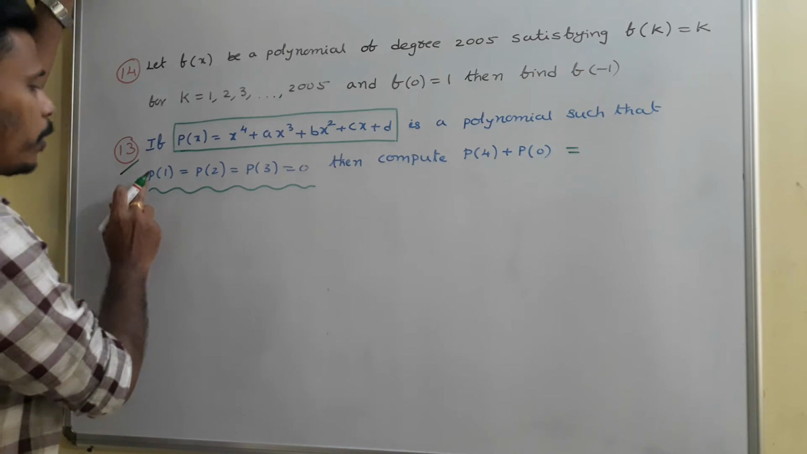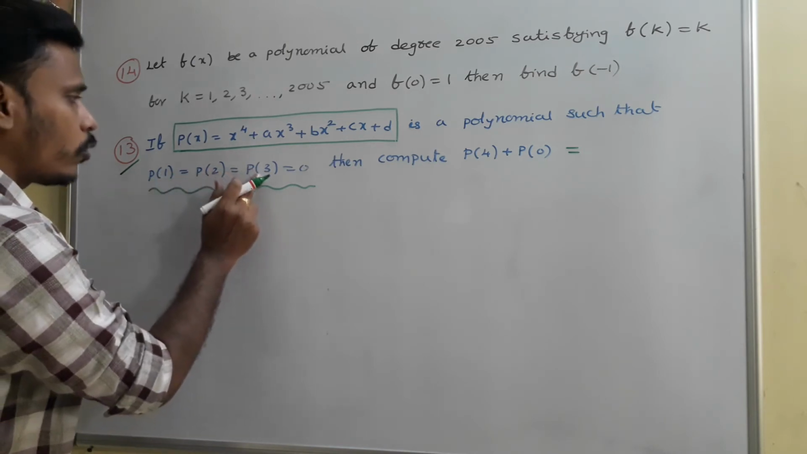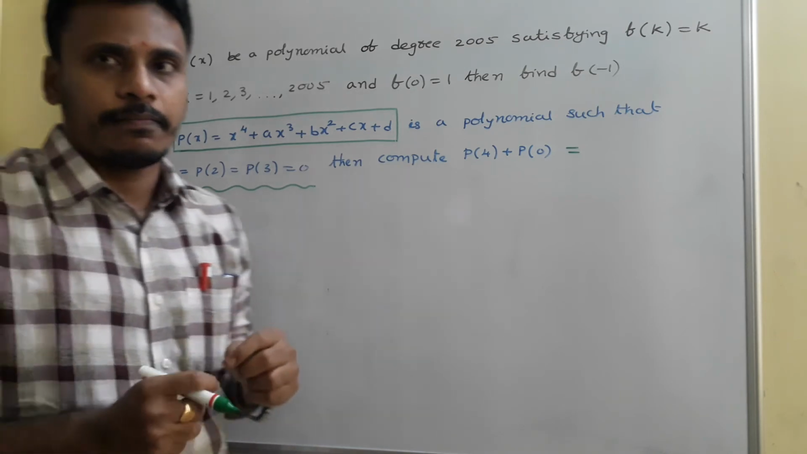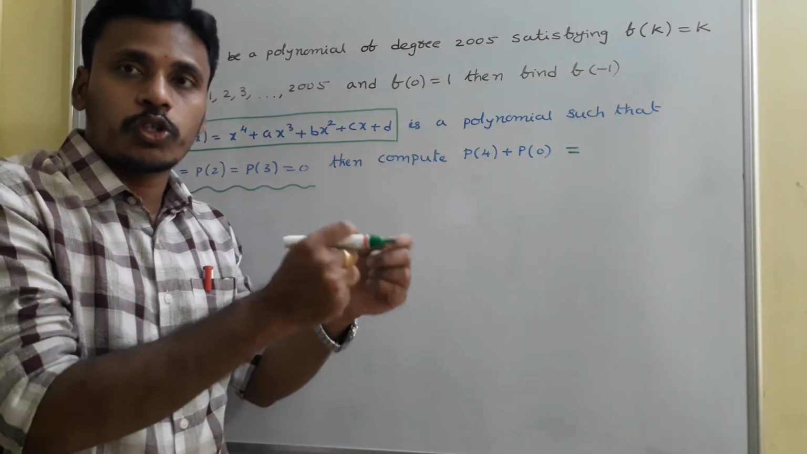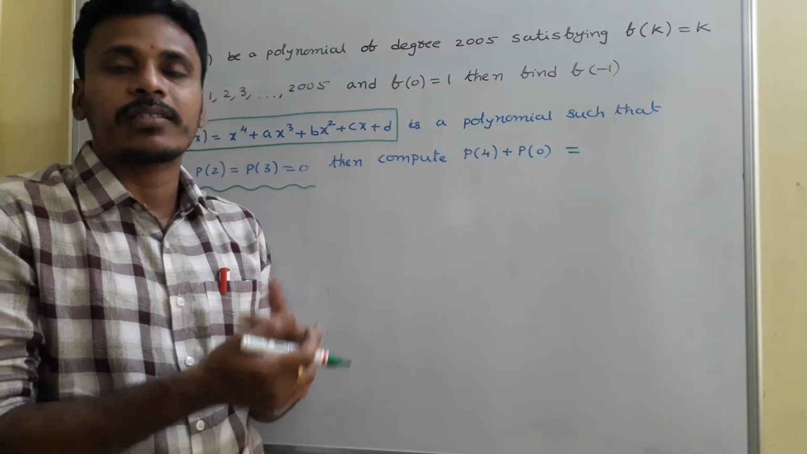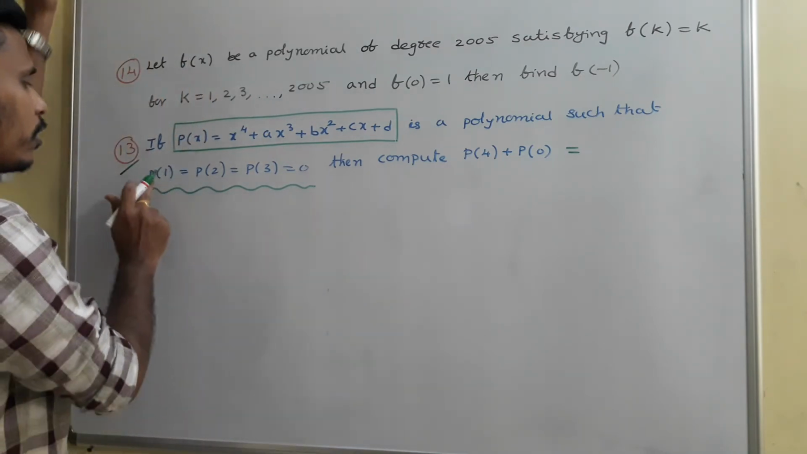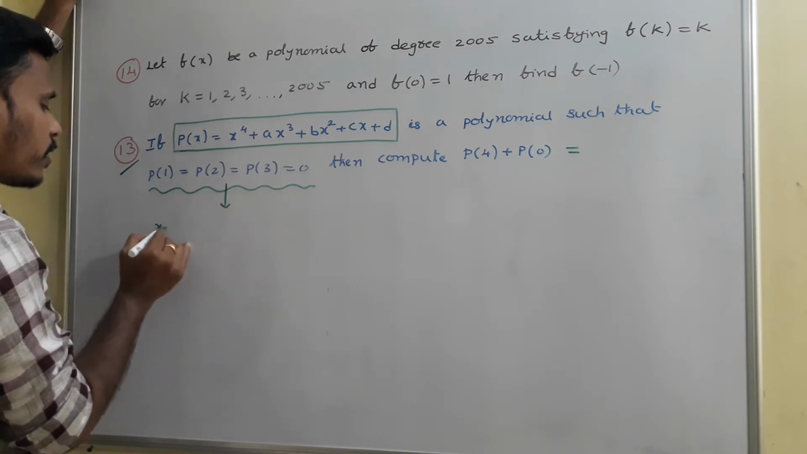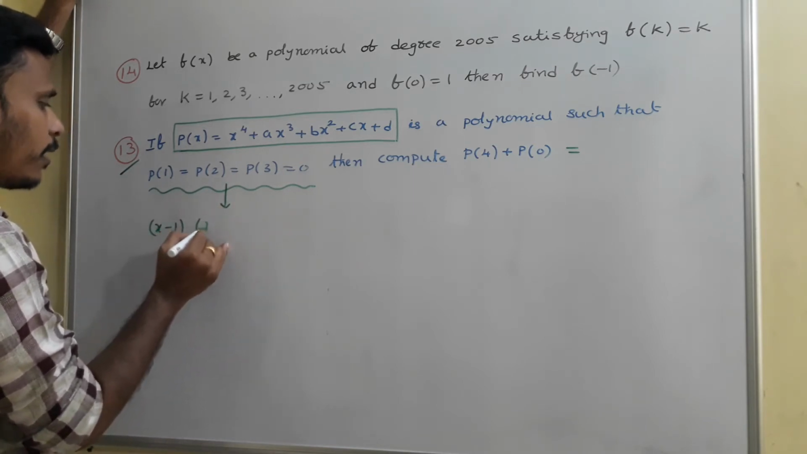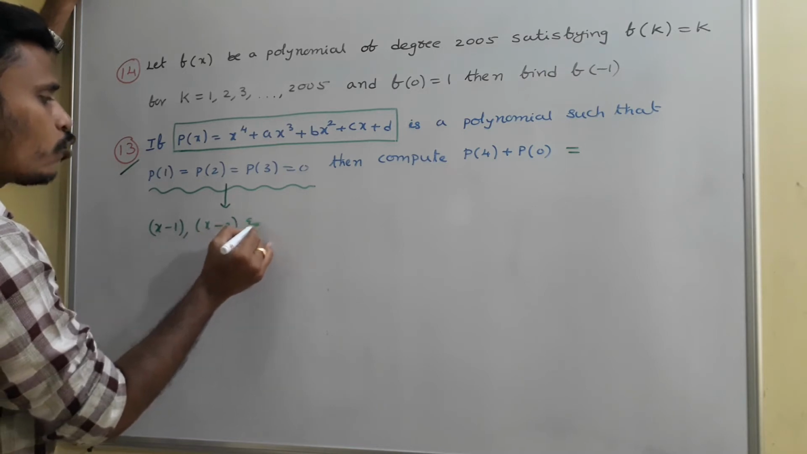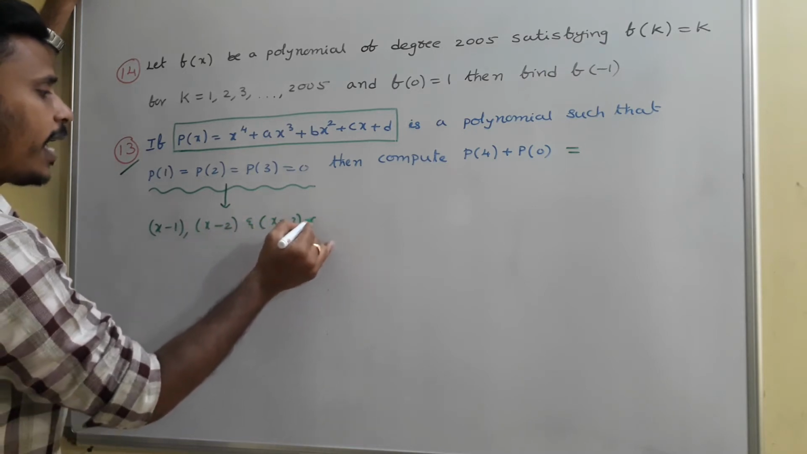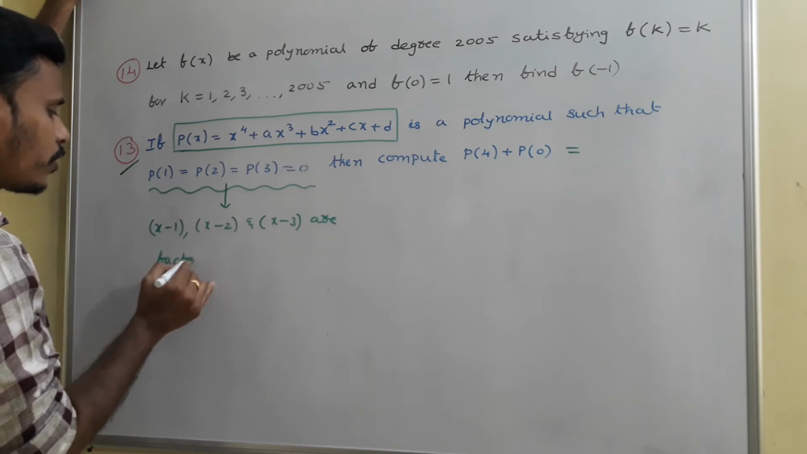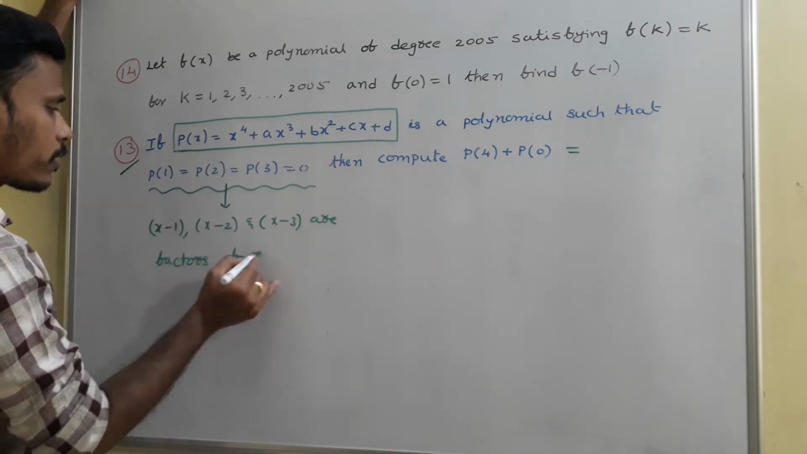Just look there. P of 1 is equal to P of 2 is equal to P of 3 is equal to 0. See, we know the factor theorem. If P of A is equal to 0 for a polynomial P of x, then x minus A is a factor. So this P of 1, P of 2, P of 3 is equal to 0 directly conveys that x minus 1, x minus 2 and x minus 3 are factors of P of x. See, these three are factors of P of x.